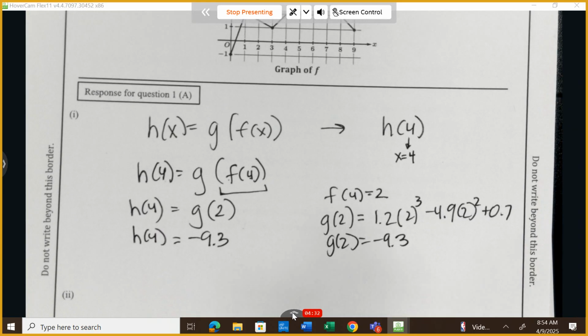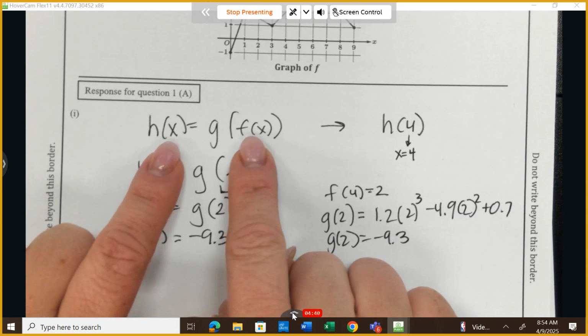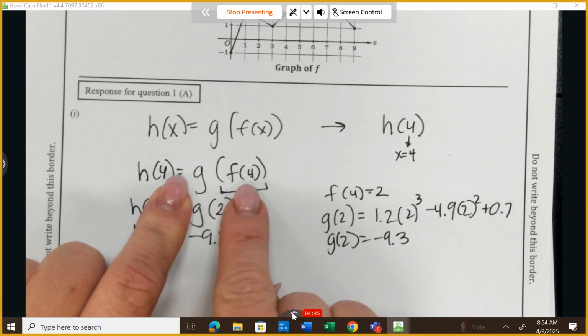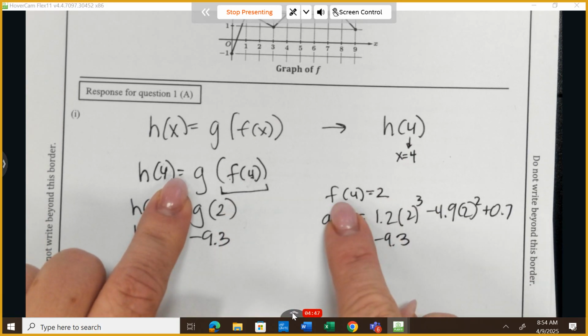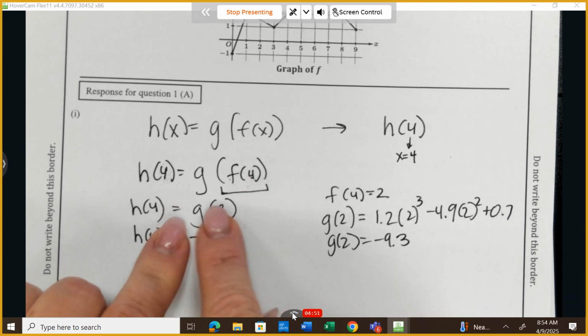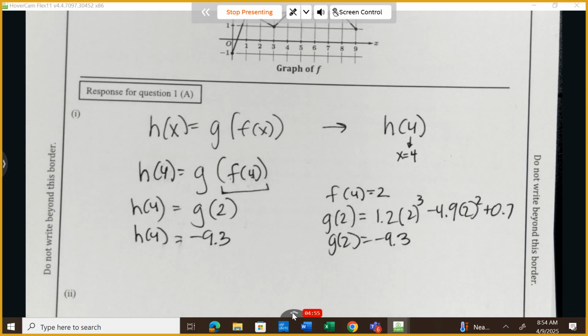I believe that whoever is the AP grader can see the progression of my thoughts. Okay, we start with this, and then on the right-hand side, I can see that I'm going to substitute in x equals 4. I can see that I went off to the side, when f of 4 is equal to 2. Okay, good. So I plug in the 2. I can see all of my thoughts here, and I can see this is my final answer.